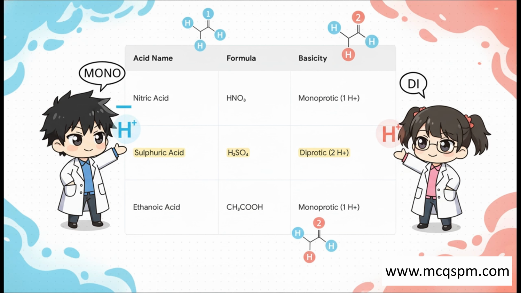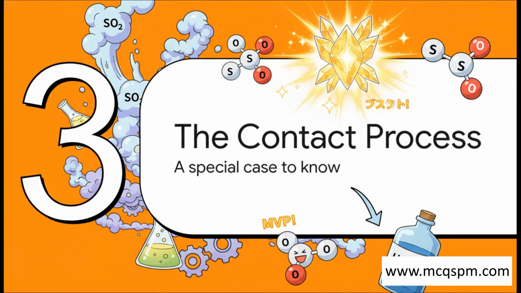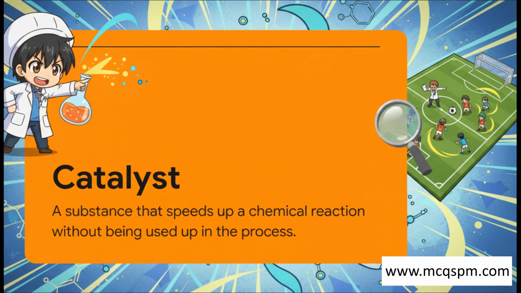See? Easy. Speaking of sulphuric acid, that brings us to another huge exam favorite, the contact process. This is the industrial process for making it. Now, there are a few steps, but examiners absolutely love to ask about its most valuable player. It's MVP, the catalyst. So, first, a really quick refresher. What is a catalyst? It's simply a substance that makes a reaction go way faster, but it doesn't actually get used up itself.